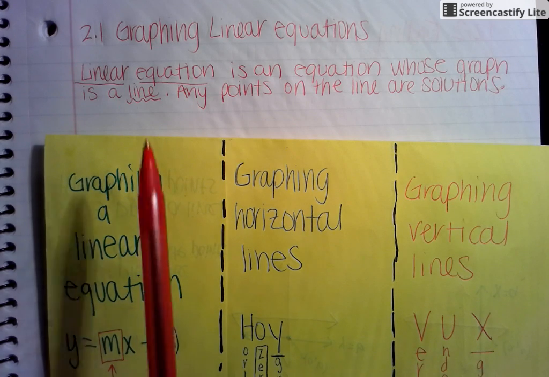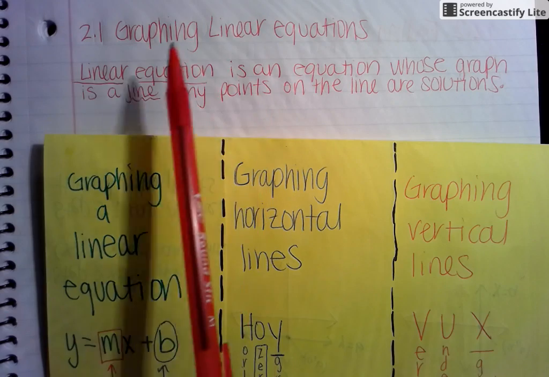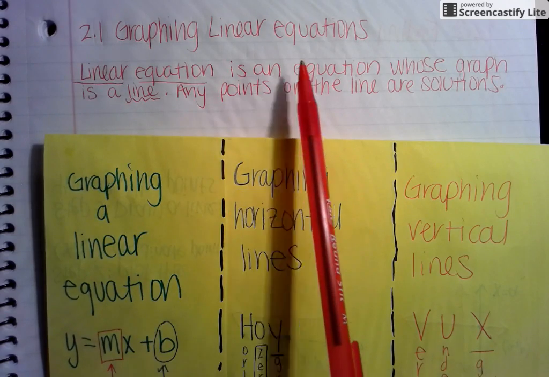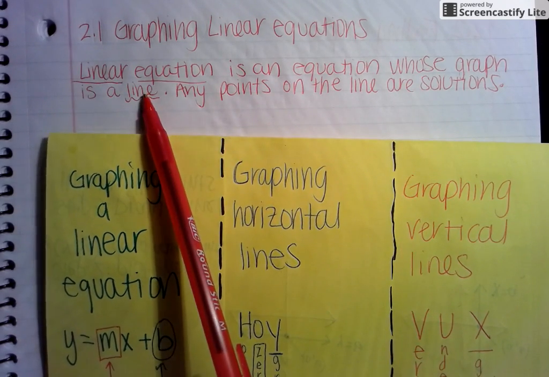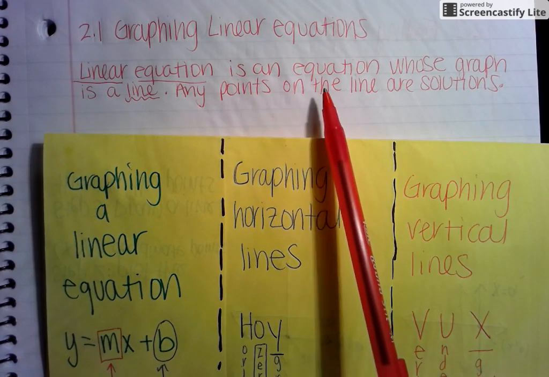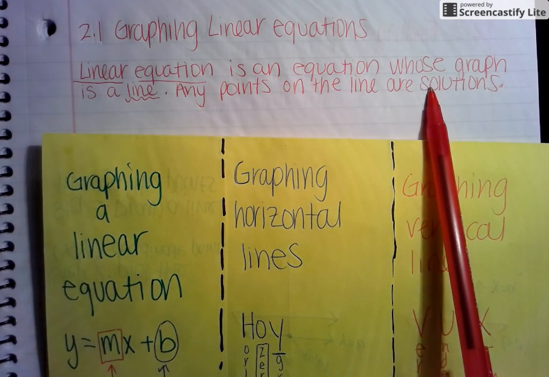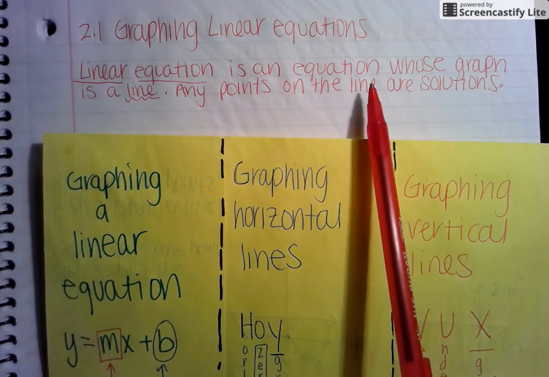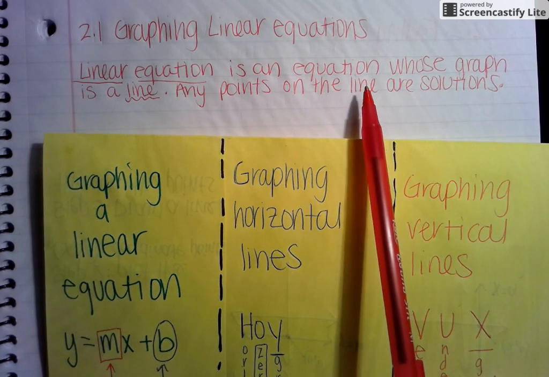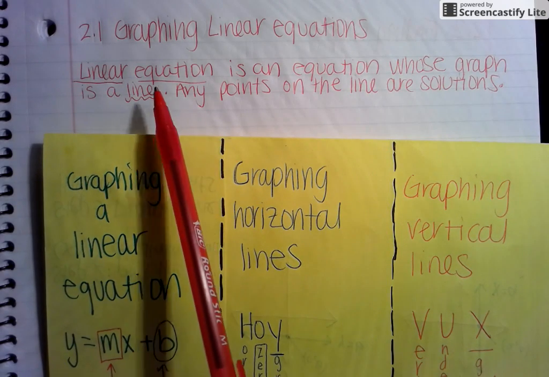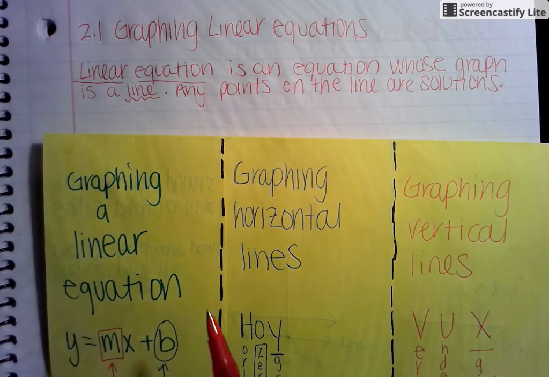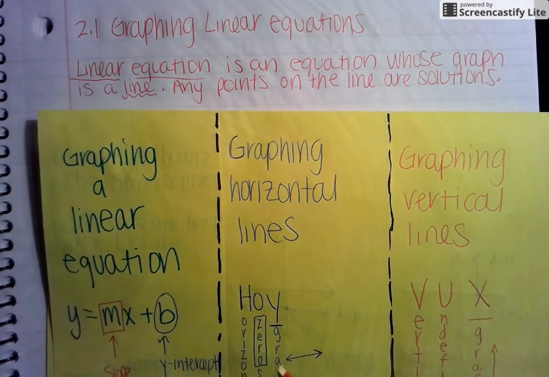In this video we're going to be talking about graphing linear equations. A linear equation is an equation whose graph is a line. Any points on the line are going to be solutions, and a solution is a point that makes that line a linear equation. We're going to be talking about three different types of linear equations.